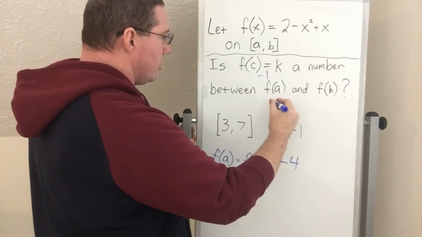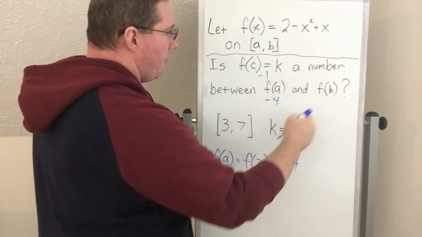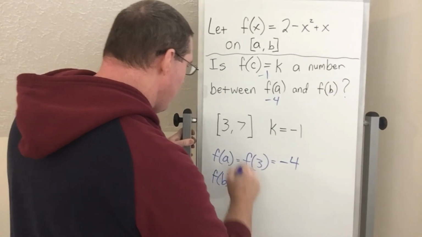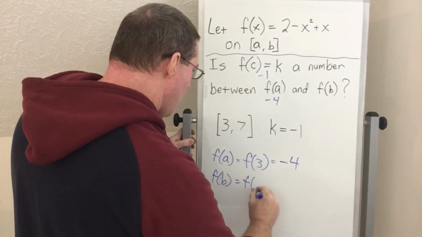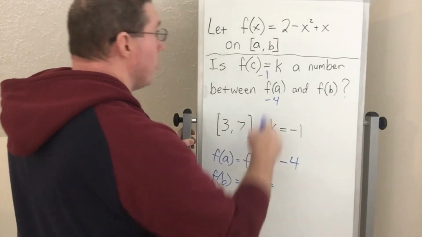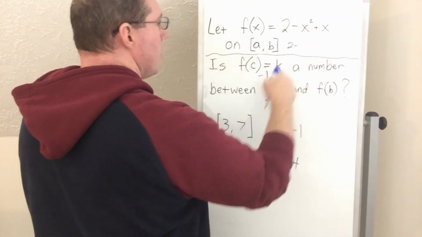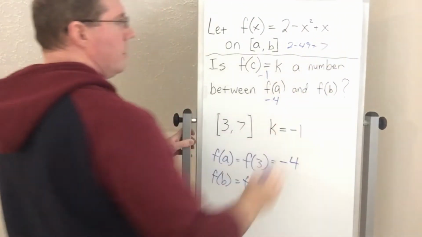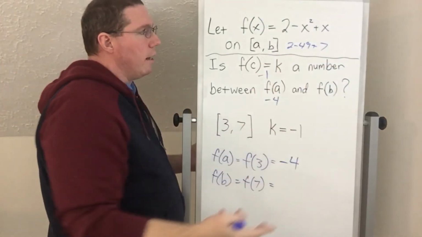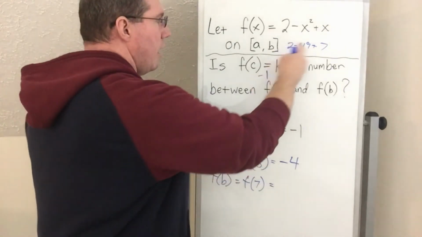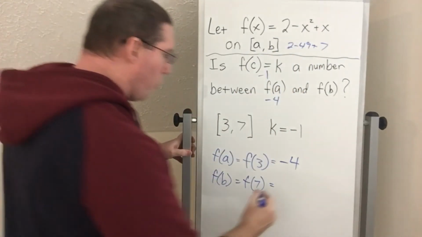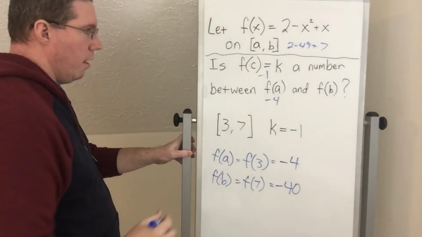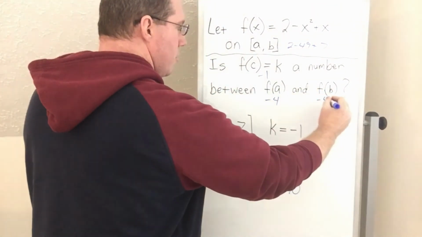And now, between f of a, which in this case is -4, and f of b. Well, what's f of b? f of b is going to be f of 7. All right, so let's plug 7 in. 2 minus 7 squared is 49 plus 7. Well, 2 minus 49, that's -47. -47 plus 7 is -40. So f of 7 is -40, and therefore f of b is -40.